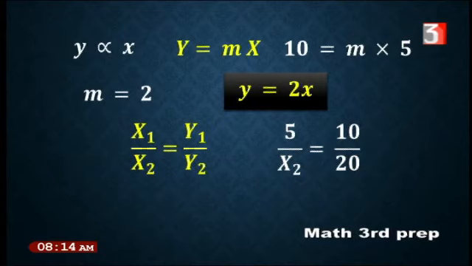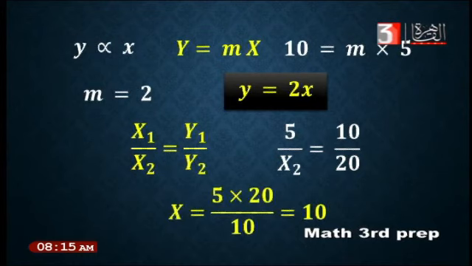So 5 over x2 equals 10 over 20. To find the value of x2, we can use cross multiplication, which you have studied before. So x2 equals 5 times 20 over 10, to obtain a result of 10, which is the value of x2.